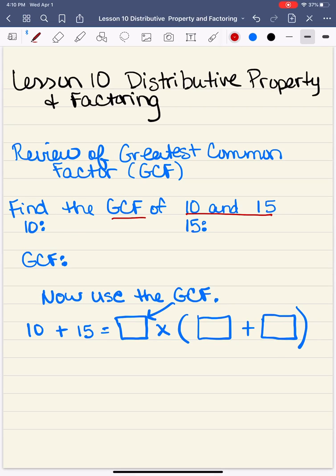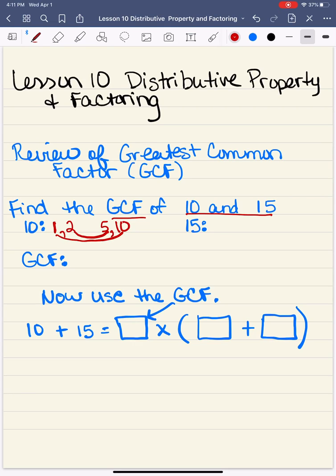One way to do that is to list all the factors of each number. If we start with 1, what does 1 multiply to get 10? 10. And then we look to see, is 2 a factor of 10? Yes. 2 times what? 2 times 5. And then I check for 3. 3 is not a factor. 4 is not a factor. And so we've met in between the 2 and 5. So my factors of 10 are 1, 2, 5, and 10.